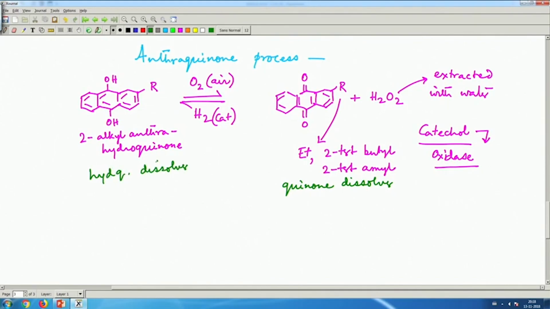dissolver. So, there is a very big difference between these, because the hydroquinone dissolvers are basically polar solvents, and these are other aromatic solvents, or sometimes some mixture of aromatic solvents. So, we can go for a mixture of these two to get a uniform solvent medium for the production of this hydrogen peroxide.